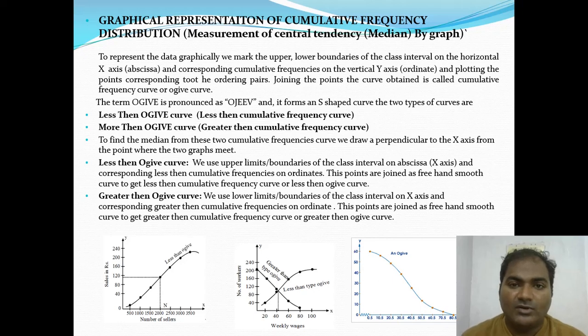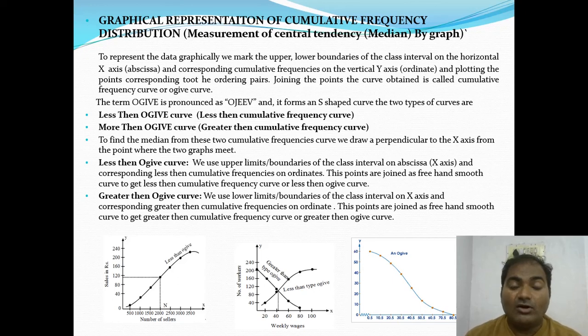In this session, we are going to learn about measurement of central tendency. We have already discussed how to find the measurement of central tendency by mean, median and mode. The three methods we have already discussed, but we also have one more way of finding measurement of central tendency, and by this we can get the value of the median, which is also a measurement of central tendency, and this is done by using graphs.